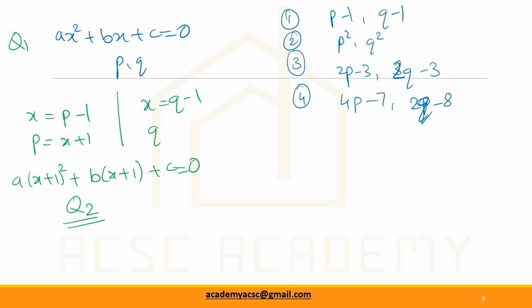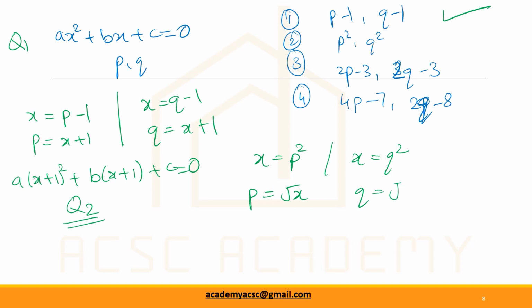That would have given us q equal to x plus 1, and the result would have been exactly the same. So we can use both because the roots are symmetric. Then similarly for the second one, we will write x equal to p square or x equal to q square. As a result, we will get p equal to root x, q equal to root x.